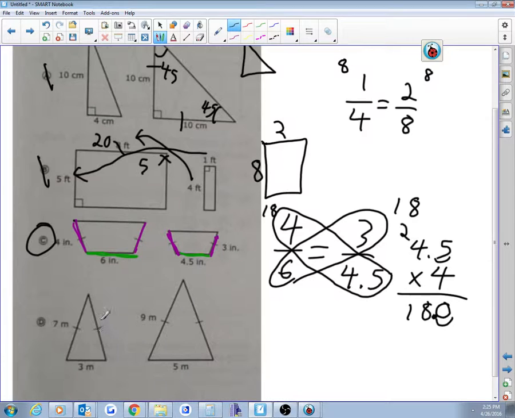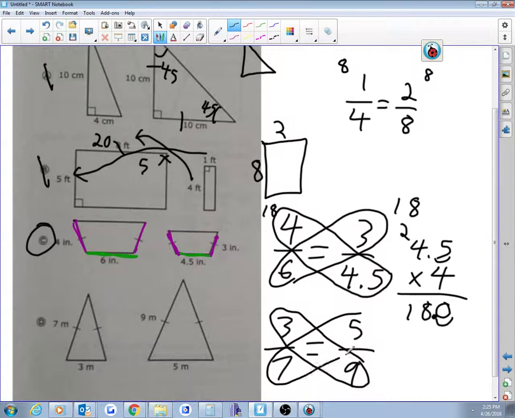And we could just check right here. Make sure this one is not similar. Short over long for the small one would be 3 over 7. That would equal 5 over 9, short over long for the larger one. And then we know these cross products are not equal. 3 times 9 equals 27, where 5 times 7 is 35. 27 does not equal 35. These are not proportional.